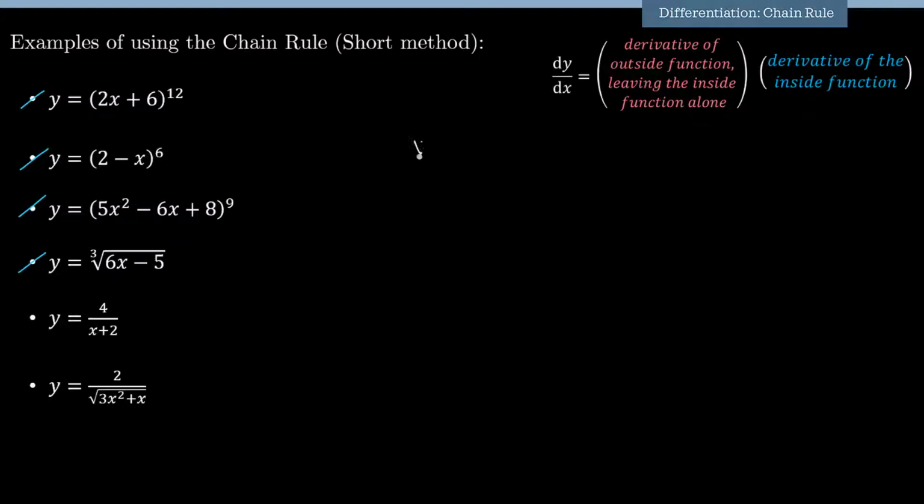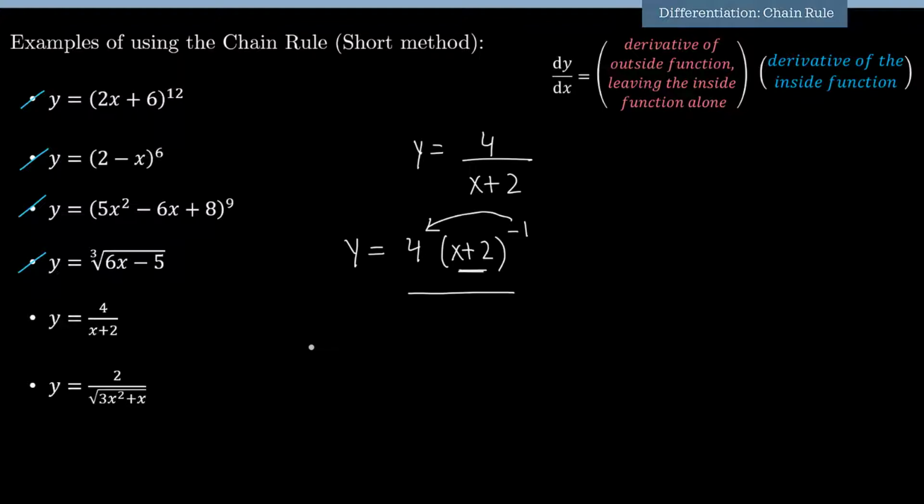In the next example, I have y is equal to 4/(x plus 2). I can rewrite this as y is equal to 4 times (x plus 2) raised to the power of minus 1. This is my inside function and this whole is my outside function. First, I am going to take the derivative of the outside function, leaving the inside function alone. So this minus 1 would come down to get multiplied by this 4, and dy/dx is equal to 4 times negative 1 times the inside function, x plus 2 as it is, but the power gets reduced by 1, so minus 1 minus 1.